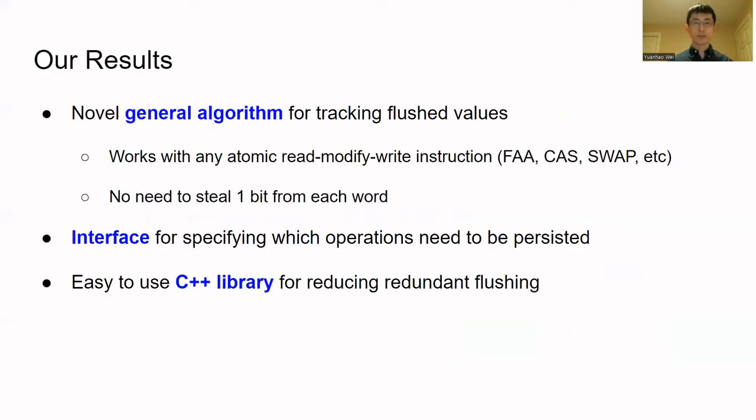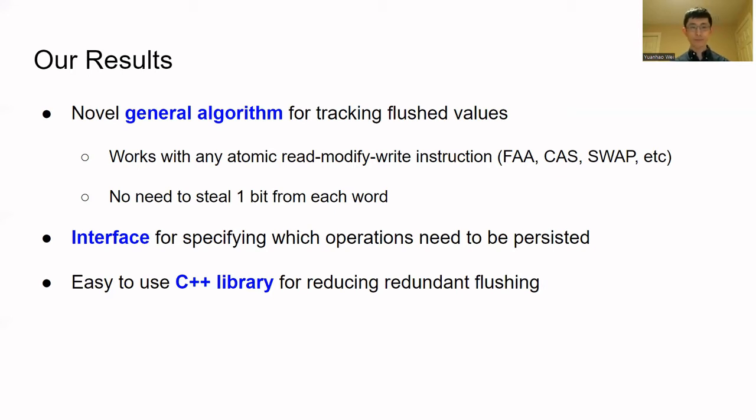So our paper presents a more general algorithm for tracking if a memory location still needs to be flushed. It works for any atomic read, modify, write instruction, and it doesn't need to steal any bits from the word. Instead, we keep the tracking information in a separate location, which introduces some complications because it can no longer be updated atomically with the memory word. We show experimentally that our more general algorithm is often just as fast as link and persist, and sometimes even faster.